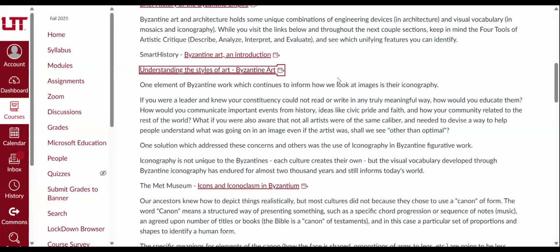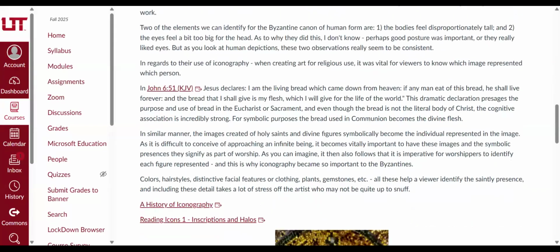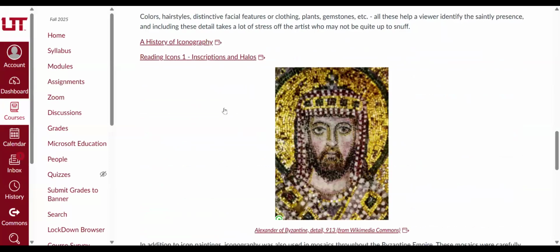So definitely watch that video. Now, for anybody who's interested in dealing with this in their project, this is a really good video about the history of iconography, and it discusses a lot of the things that we talk about. And I love this picture.